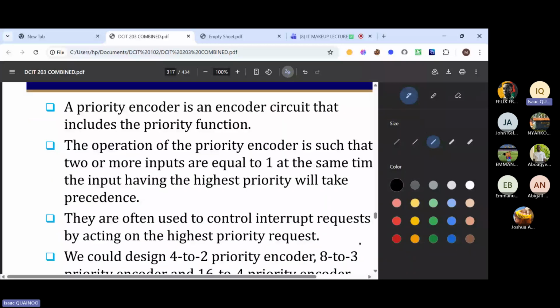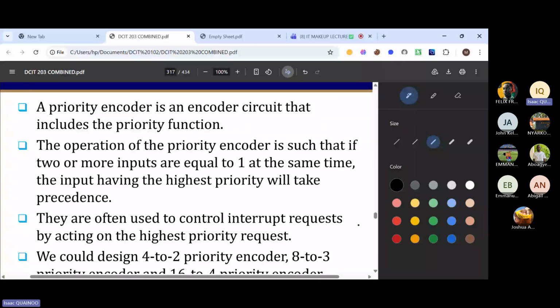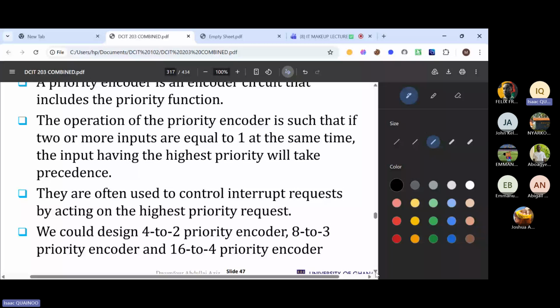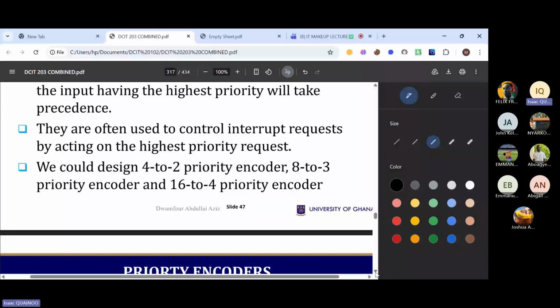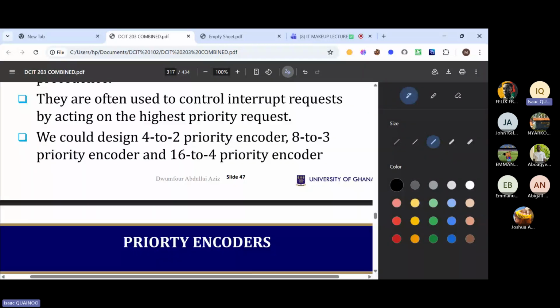A priority encoder is an encoder circuit that includes a priority function. The operation of the priority encoder is such that if 2 or more inputs are equal to 1 at the same time, the input having the highest priority will take precedence. They are often used to control interrupt requests by acting on the highest priority first. We could design a 4 to 2 priority encoder, an 8 to 3 priority encoder, and a 16 to 4 priority encoder.